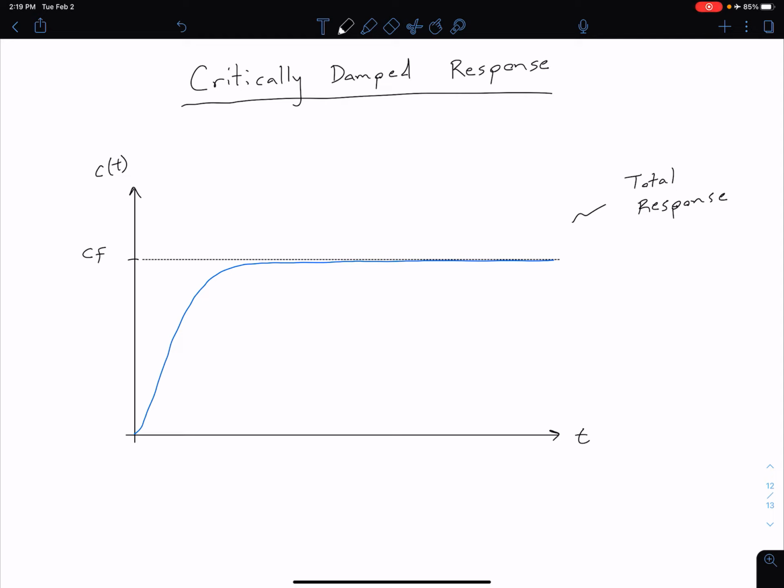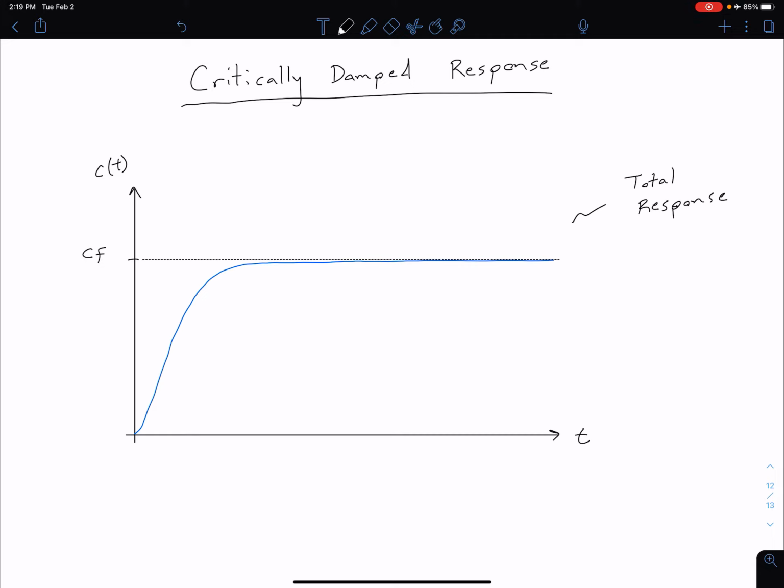The last type of response we're going to look at is our critically damped response. And so the total response for this case is shown below. And so remember, this is sort of like our Goldilocks porridge. This is sort of the sweet spot between too fast and an overshoot and too slow but not overshooting. So our critically damped is the fastest possible response that we can have without overshooting. And remember, it is just one single point that's sort of the division between overdamped and underdamped.